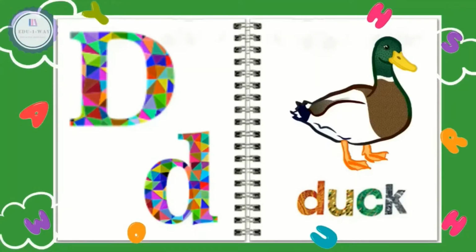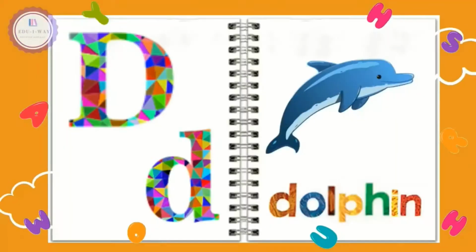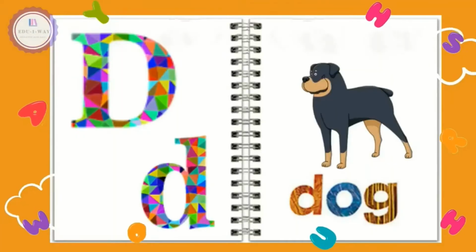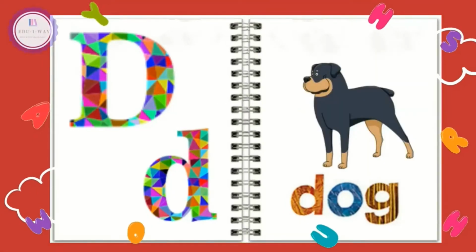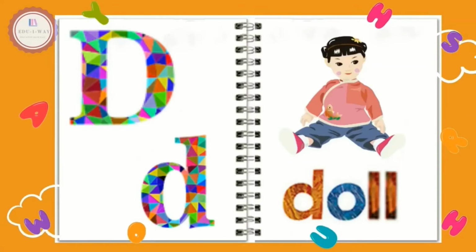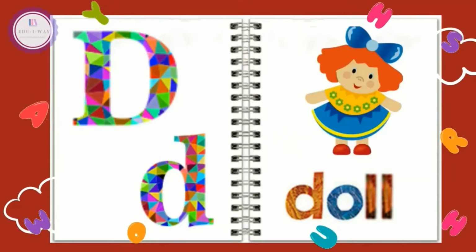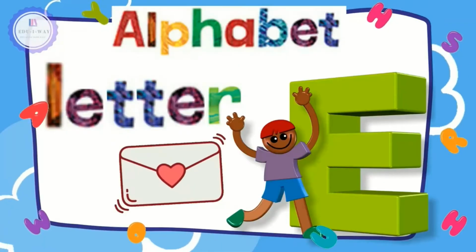Da for duck. Duck, duck, duck. Da for dolphin. Dolphin, dolphin, dolphin. Da for dog. Dog, dog, dog. Da for doll. Doll, doll, doll. Good job! Letter E.